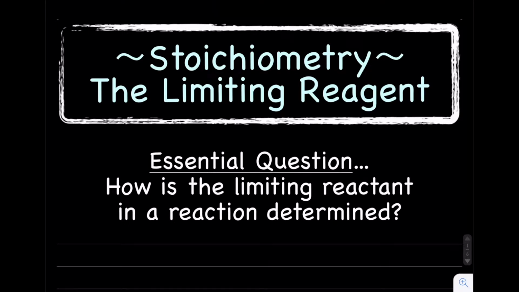Hello, this is Miss Moore, and today during chemistry we will be continuing our stoichiometry discussion. Specifically today we'll be talking about the limiting reagent, also known as the limiting reactant. Today's essential question: how is the limiting reactant in a reaction determined? Today you will want your periodic tables, your unit conversion tables, and your calculators handy.